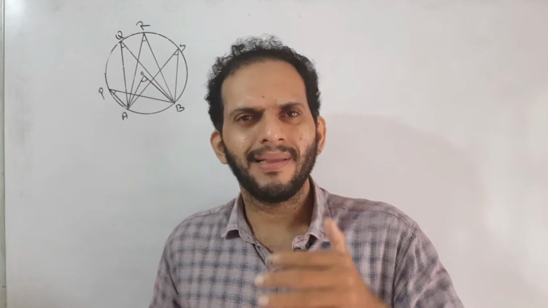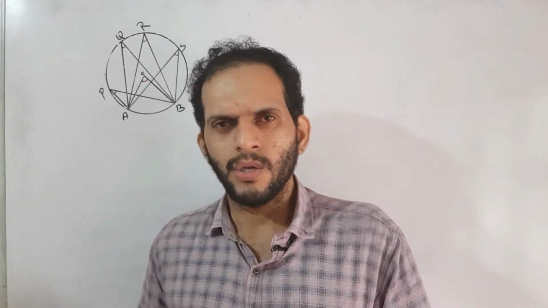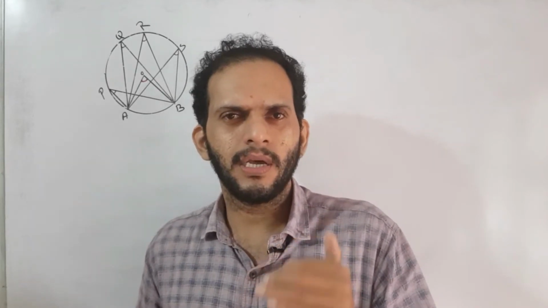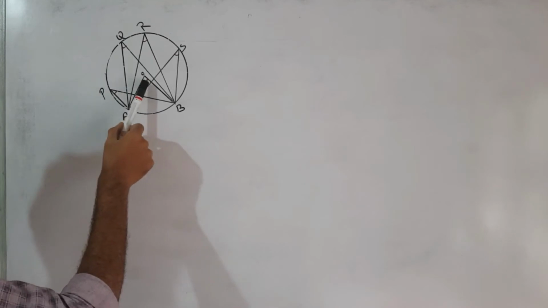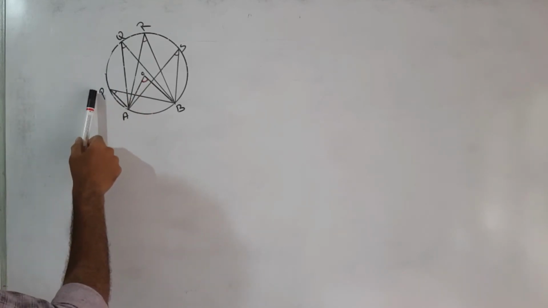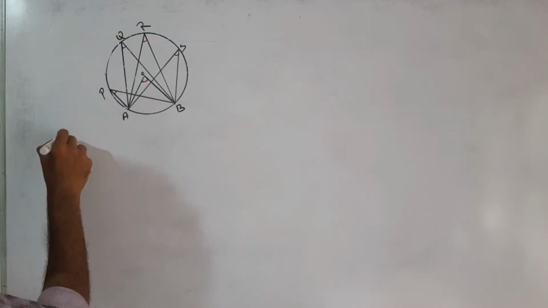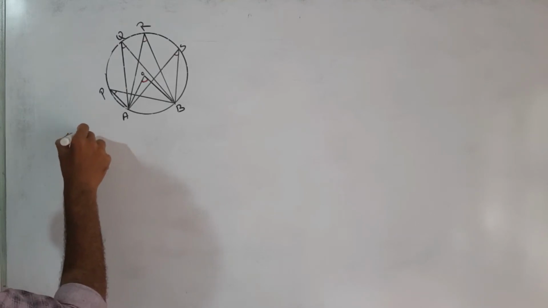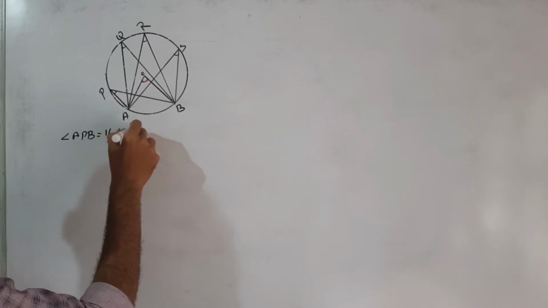and here we mark the central angle of the minor arc AB. So according to the theorem, it is very clear: angle AOB is the double of angle APB. Angle AOB, the central angle, is the double of angle APB, meaning angle APB is half of angle AOB. Correct? So according to the statement of the theorem, angle APB is half of angle AOB.